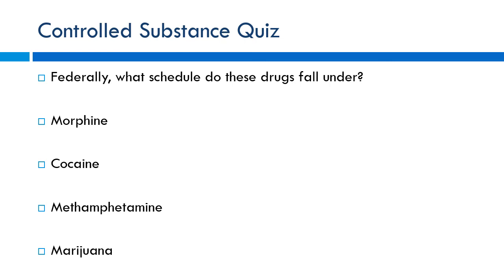How about methamphetamine? Methamphetamine is actually a 1. However, there's lots of amphetamines that are 2s, right? So for instance, all your Adderalls, your Concertas, your Ritalins, those are all amphetamines. However, they are classified as C2. So there can be some differences even within the same class, right?